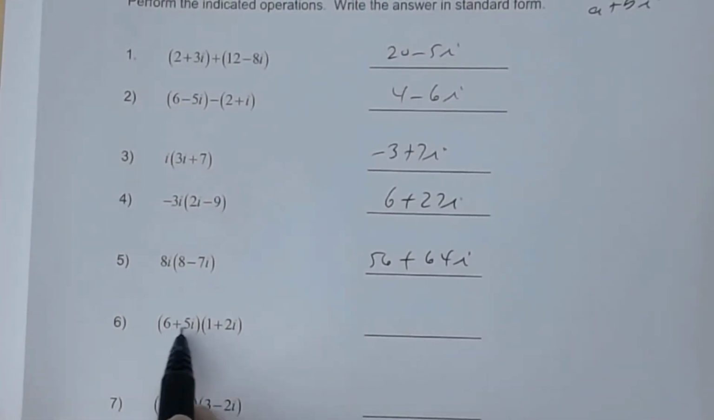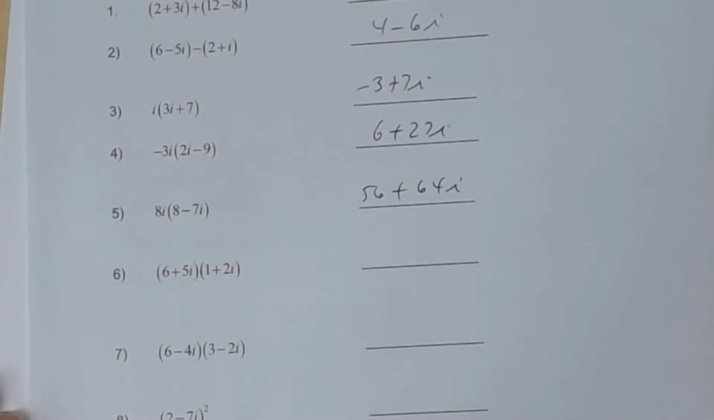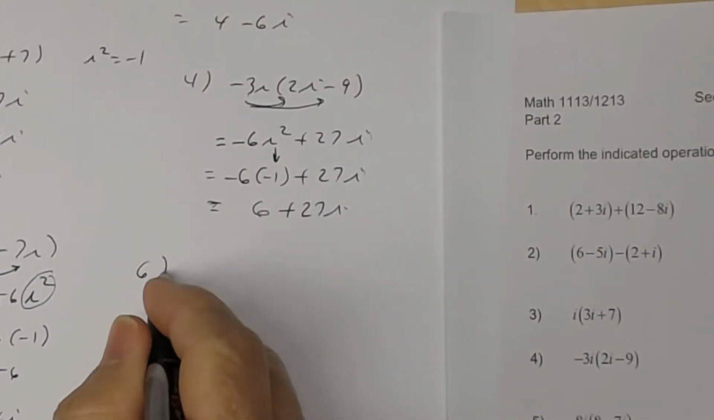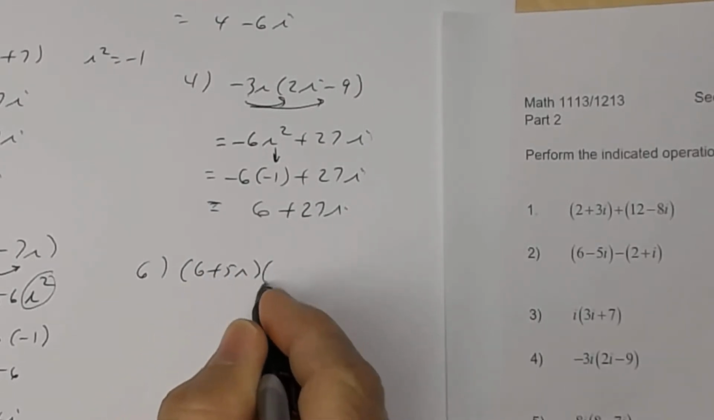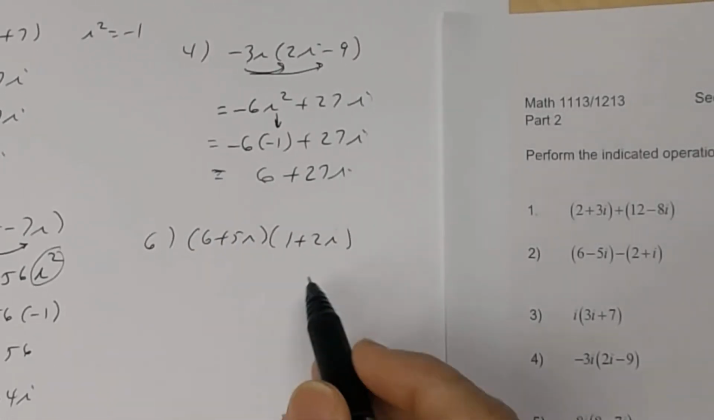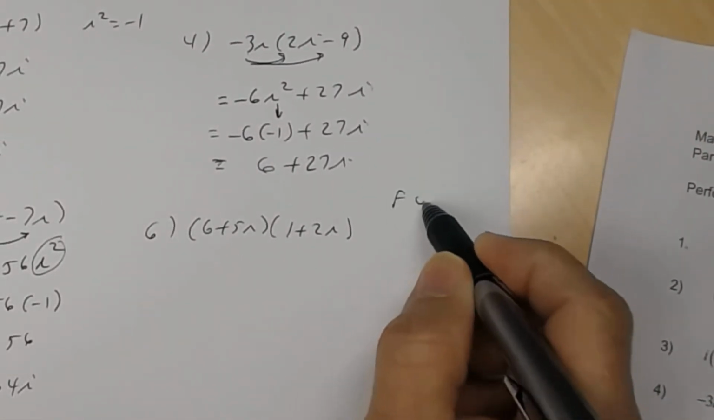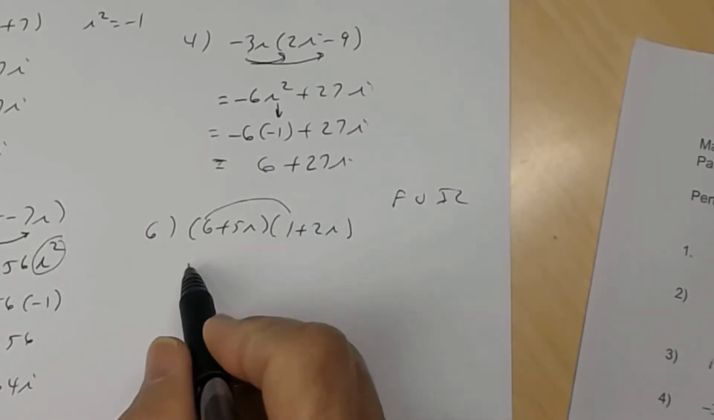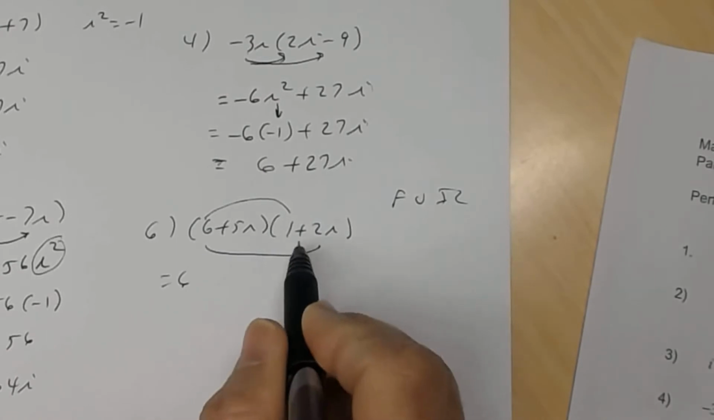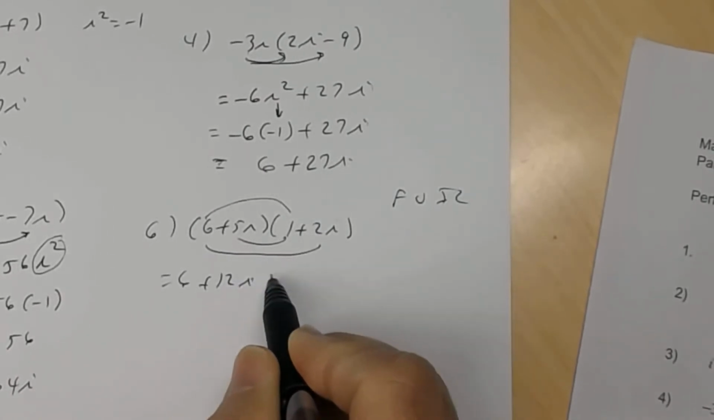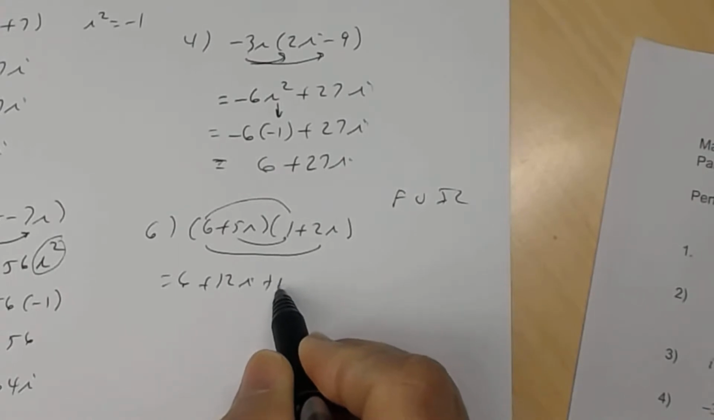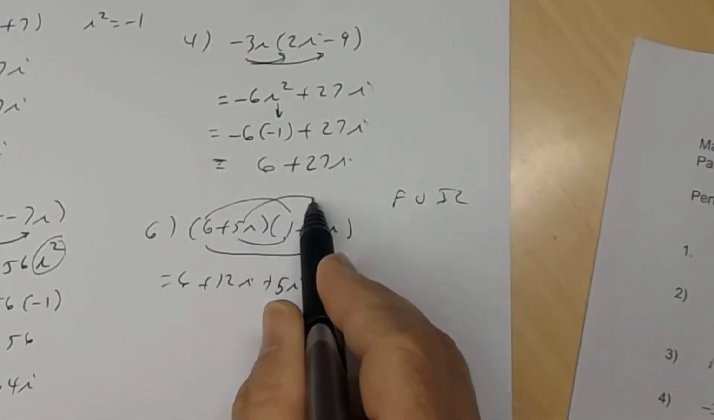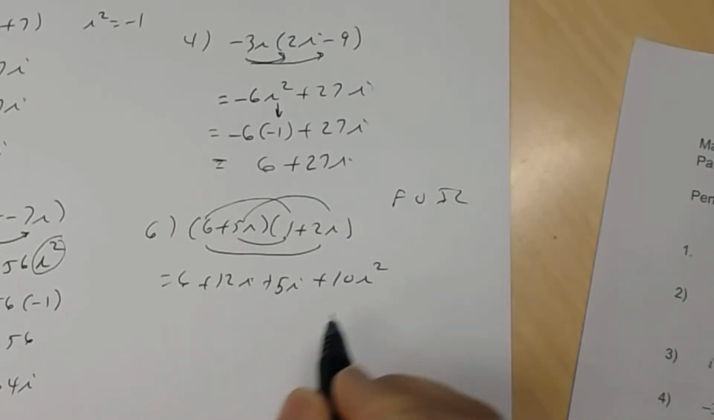Okay, now number 6, you have to use the FOIL method here because you have 2 terms times 2 terms. Just kind of like when you had these polynomials and you had those 2 binomials. So number 6, you have 6 plus 5i times 1 plus 2i. All right, so using FOIL, I'm going to take the first term of each binomial. So 6 times 1 is 6. The outer, 6 times 2i is 12i. The inner, 5i times 1 is 5i. And then the last, 5i times 2i is 10i squared.